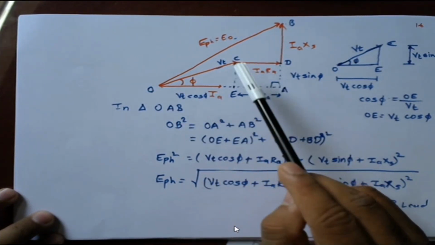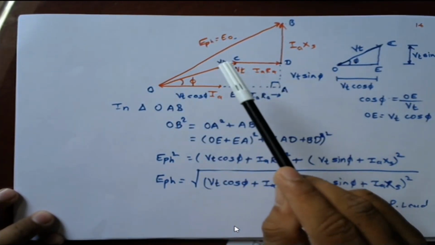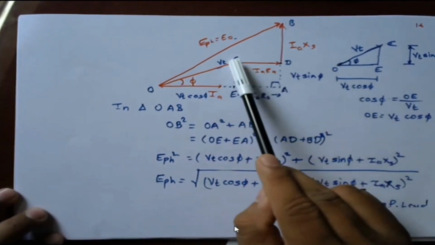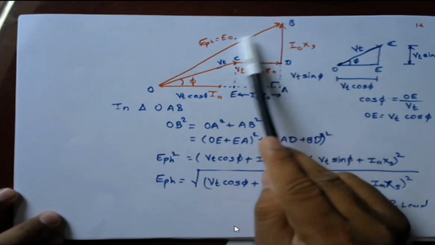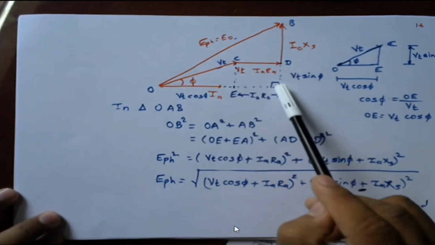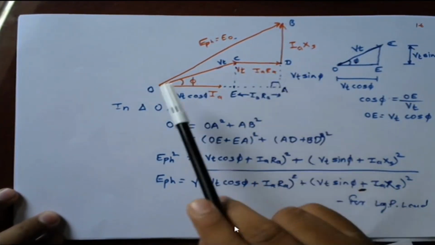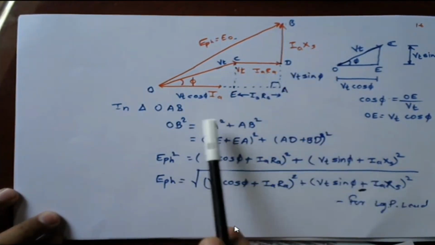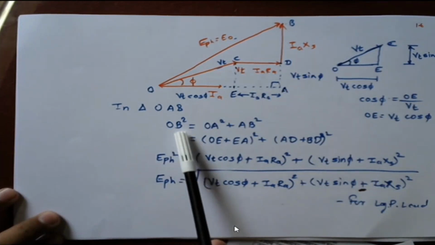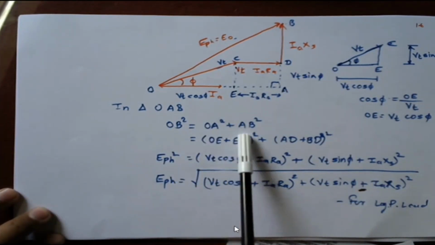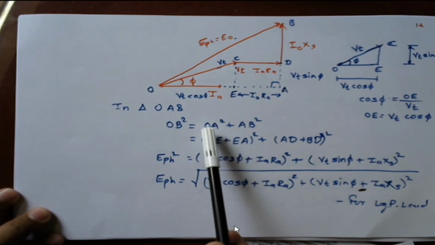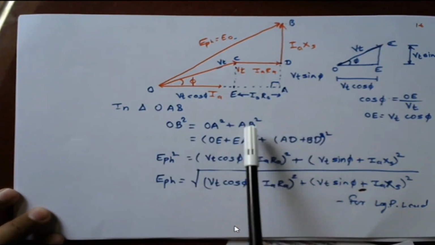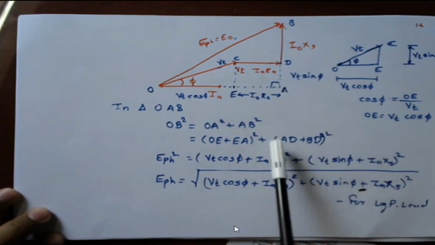This is Vt. You know that EPH is nothing but the phasor addition of Vt plus IRA plus jIXS. So if I plot the phasor diagram, it will look like this. I did some rearrangement, and after considering triangle OAB, we may say as per the Pythagoras theorem, OB square is equal to OA square plus AB square. And OA is nothing but the addition of OE plus EA. Similarly, AB is nothing but AD plus DB.